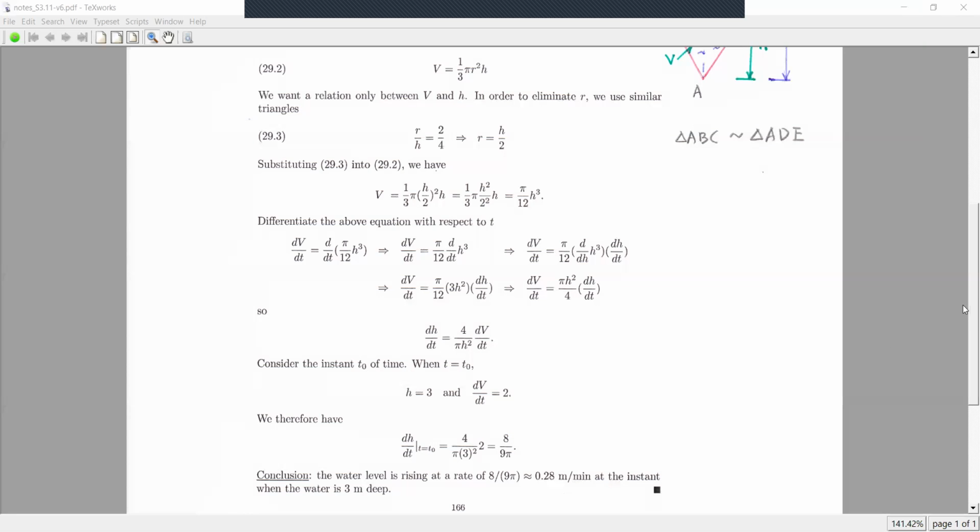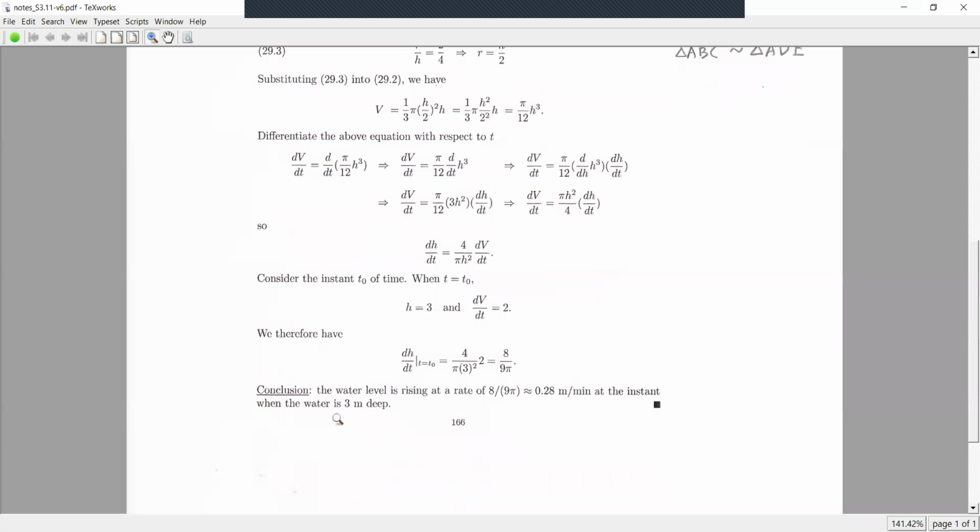Now, conclusion. The water level is rising at a rate of this number. This number is 0.28, and the unit is meters per minute. The water level is rising at a rate of 0.28 meters per minute at the instant when the water is 3 meters deep.